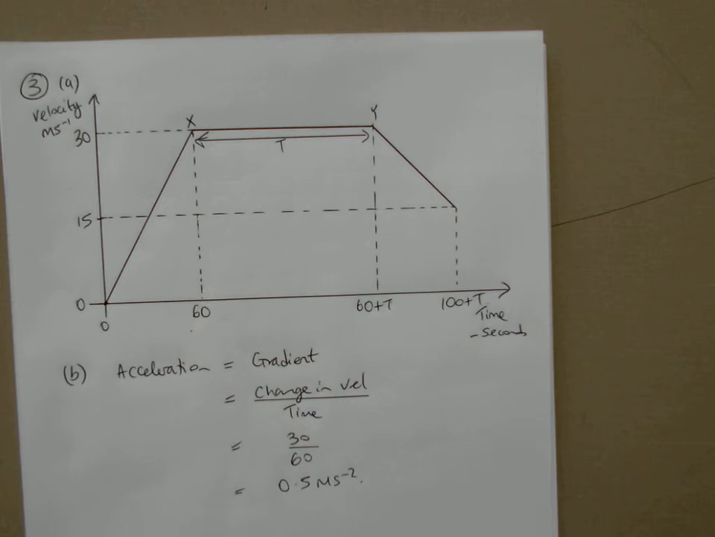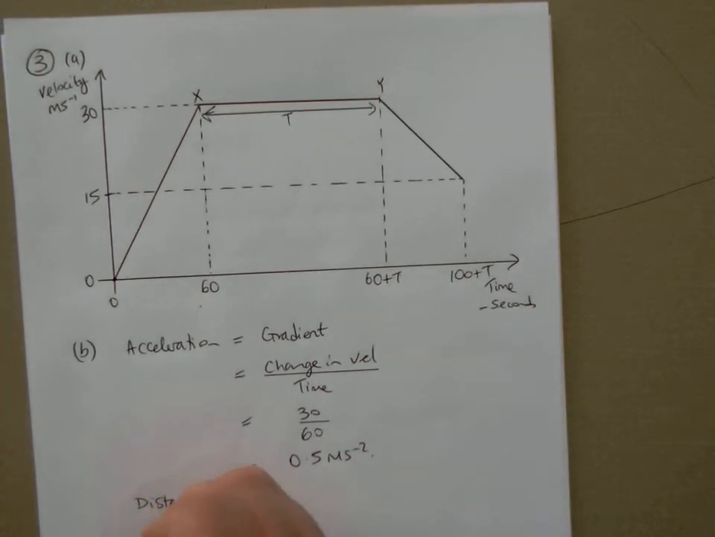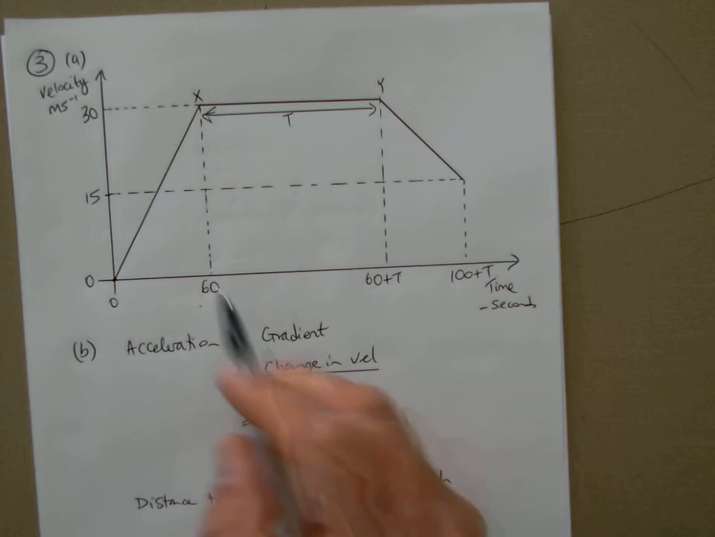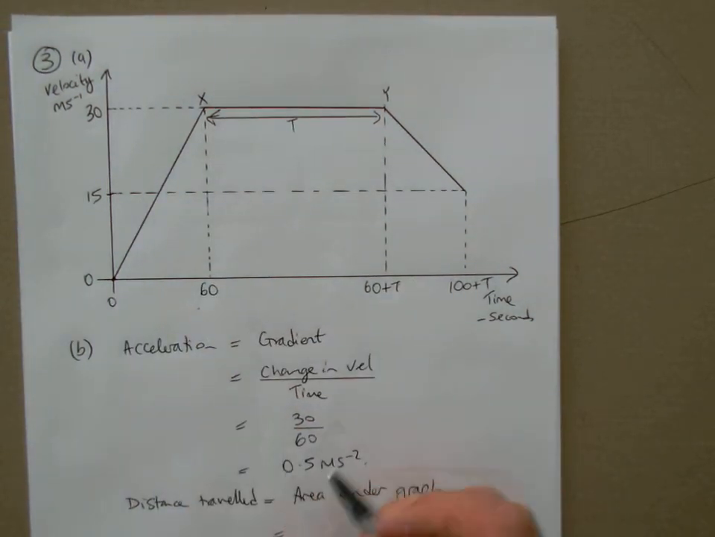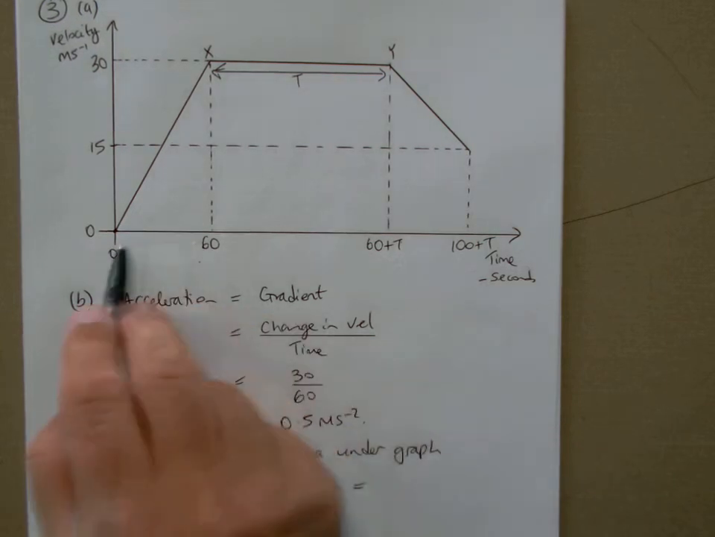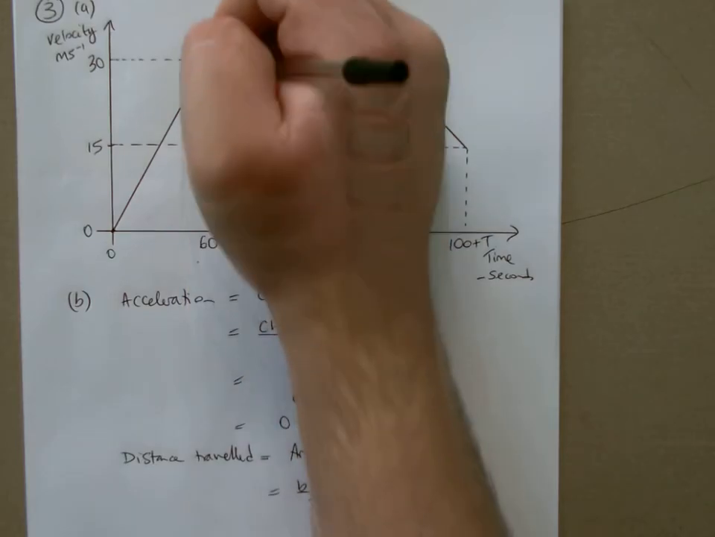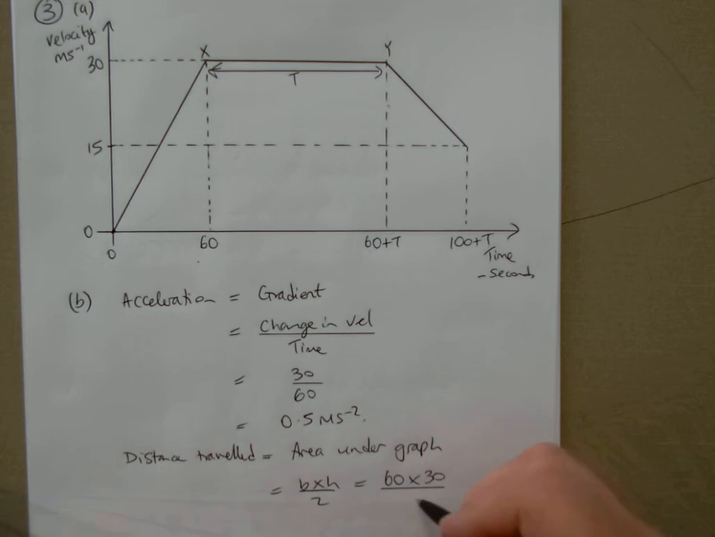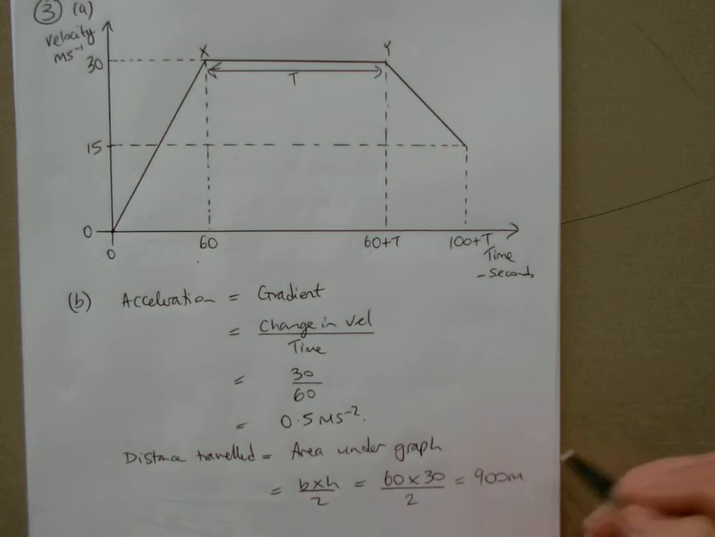So we've answered that, and then it says the distance travelled while the train is accelerating. So remember, the distance travelled on the velocity time graph is the area, the area under the graph. So the area under the graph will be the area of this triangle. Remember the formula for a triangle is base times height divided by 2. So the base is 60, the height is 30, divide by 2, you get 900 meters. Okay, so that's the distance that's travelled there.